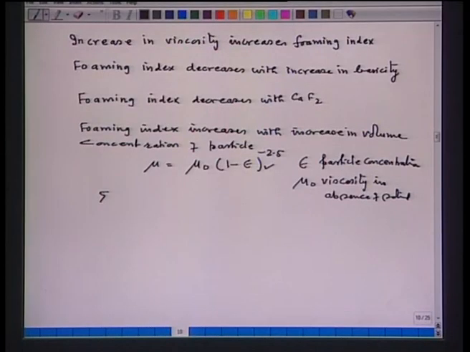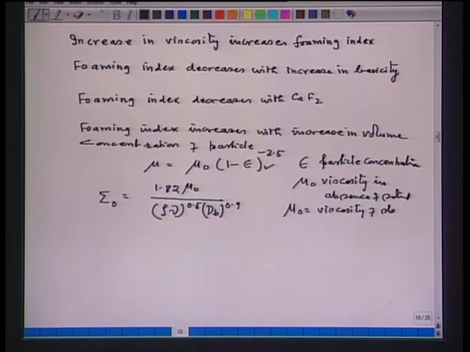Say, foaming index sigma 0 is equal to 1.82 mu naught upon rho to the power 0.5, gamma to the power 0.5, diameter of the bubble raised to the power 0.9. Now, here mu naught is the viscosity of slag, I am writing once again, in the absence of solid particles. So, that is to be substituted in kilogram per meter second.